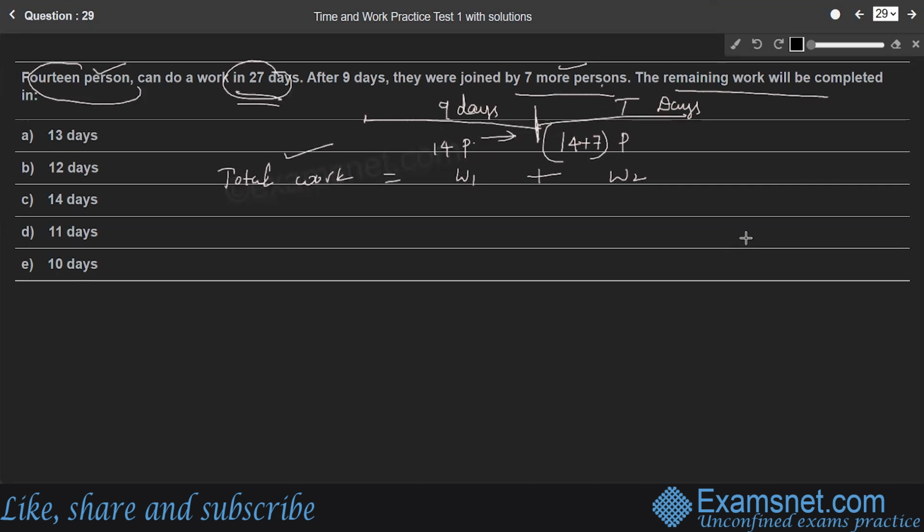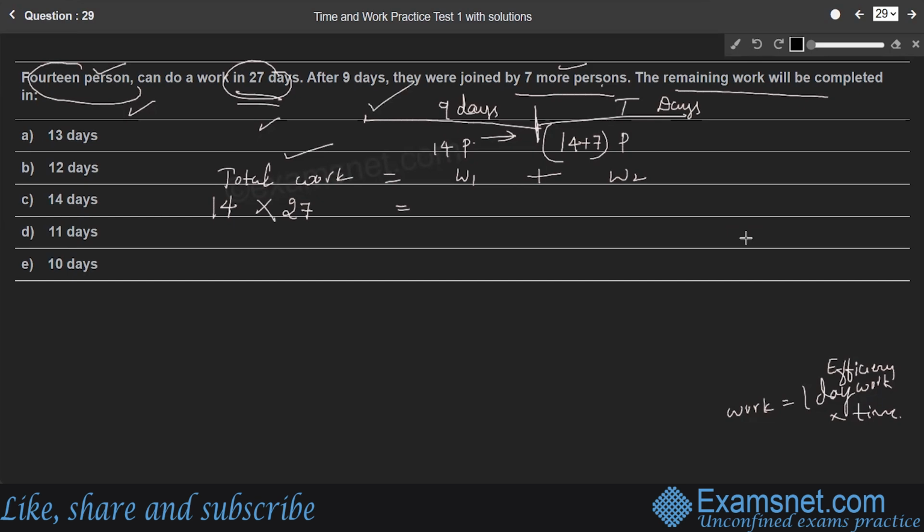Here students, we are using the concept of work, which is efficiency into time, or 1 day work into time. 14 persons indicates the number of persons, or their efficiency, how many are working. So if there are 14 persons, they'll take 27 days to complete the total work. Therefore, total work is equal to 14 into 27 in the ideal condition.